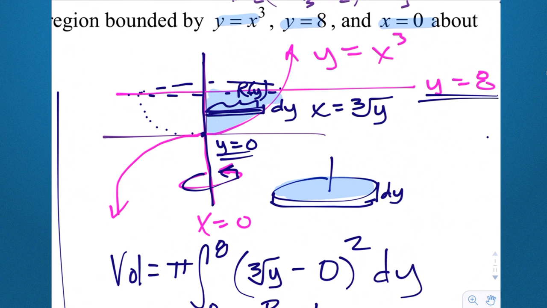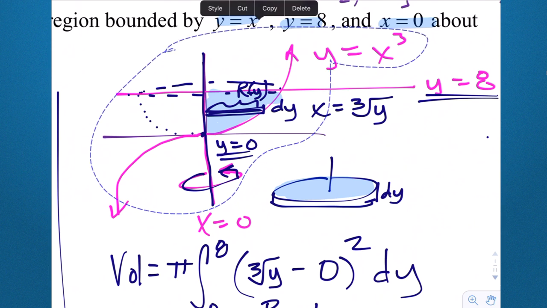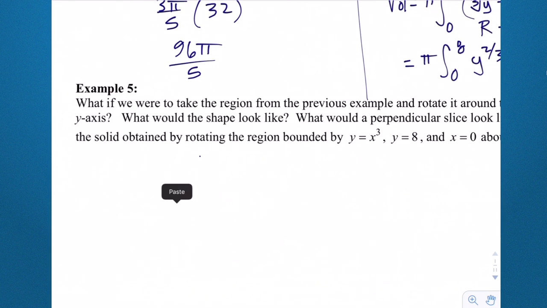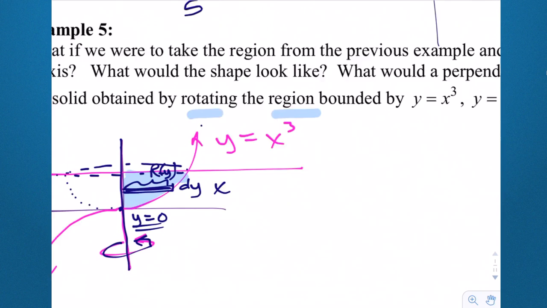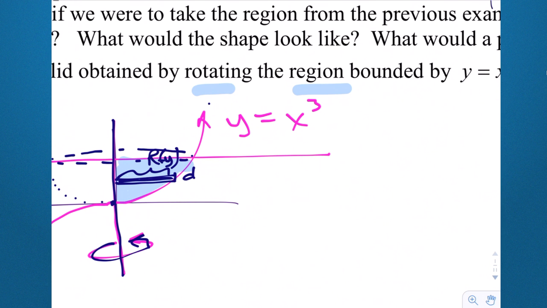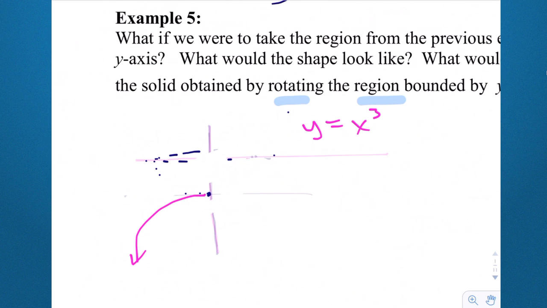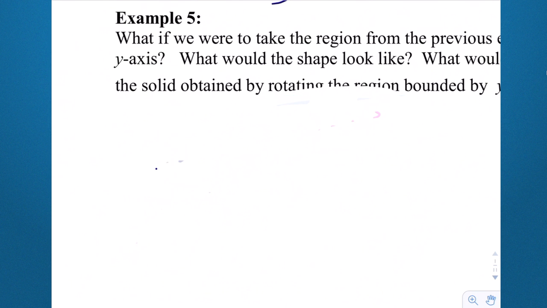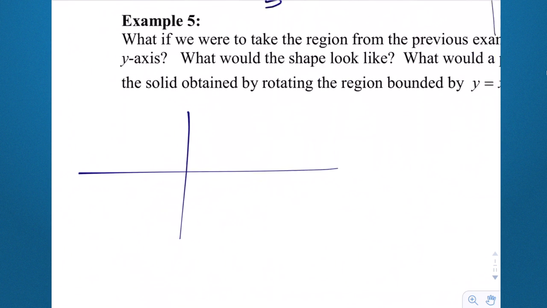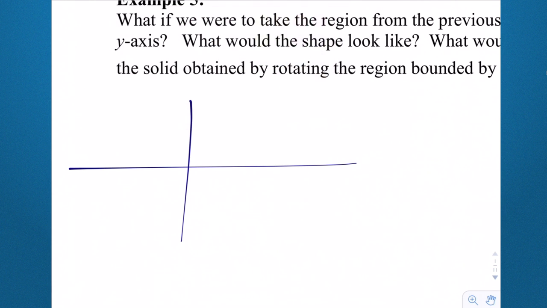Let me kind of copy this and get rid of the clutter. What if we were to take that same region, get rid of that, get rid of that, get rid of that? It might be worth just redrawing it. Yep, sure is. All right, so x cubed, pink, that's what I used.